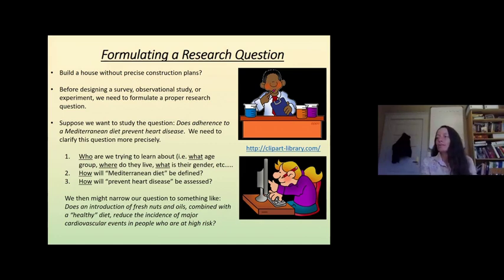Okay, so formulating a research question. I love this idea of building a house without precise construction plans. I think a lot of times we just dive in and we want to start collecting as many variables as possible because it just seems like the right thing to do, without really sitting down and thinking about what are all of the factors that could be affecting my outcome. What in the end is going to allow me to make the conclusions and study the problem that I really want to better understand?